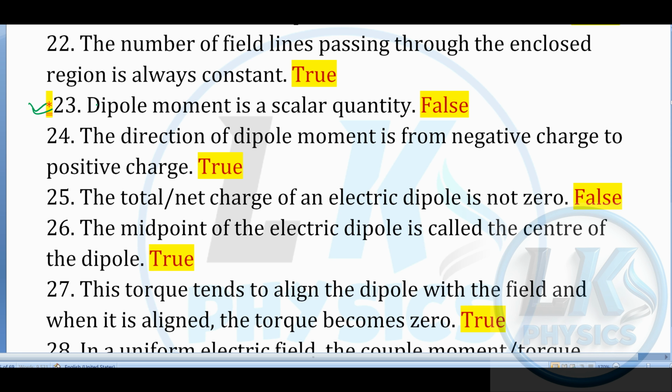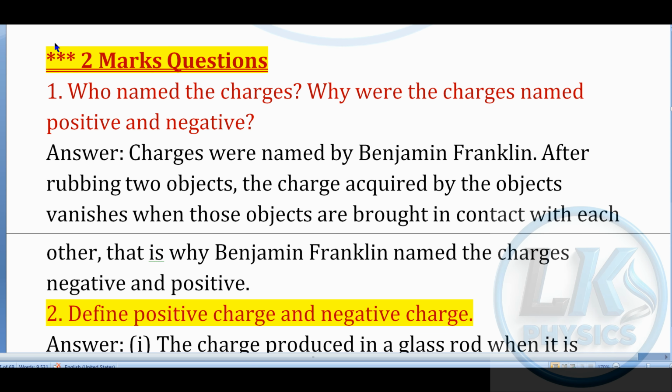Next is dipole moment is a scalar quantity. It is false because dipole moment is a vector quantity. Now see the questions of 2 marks which are important for the board exam.